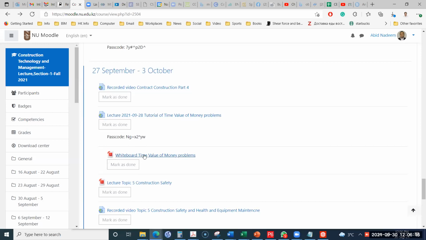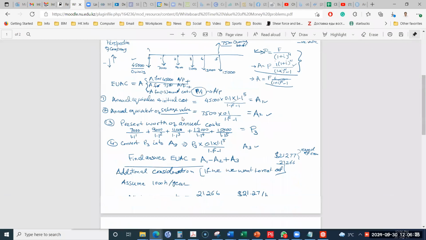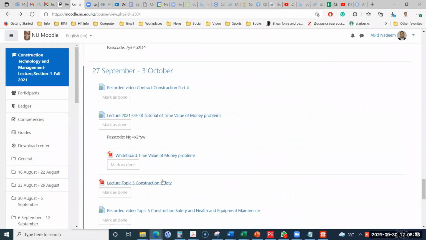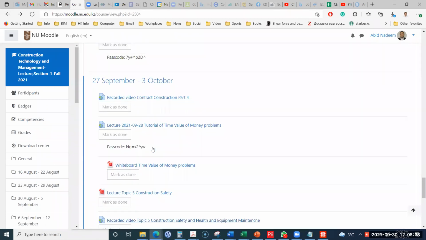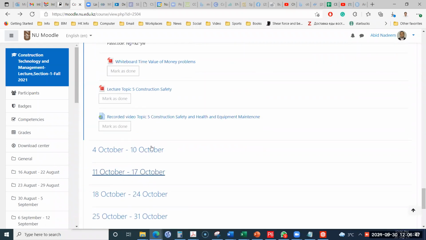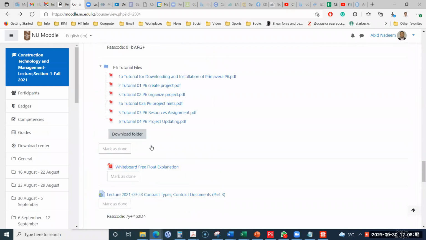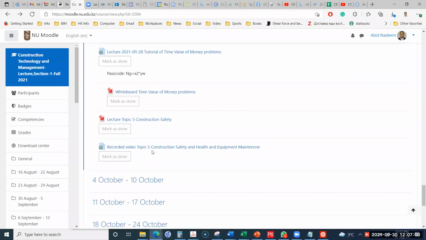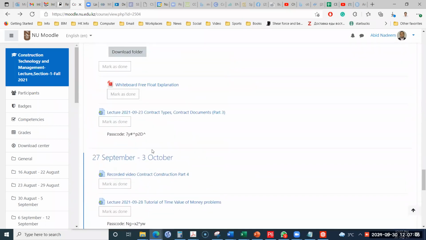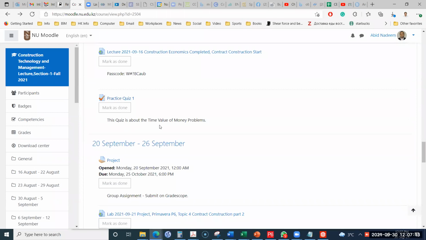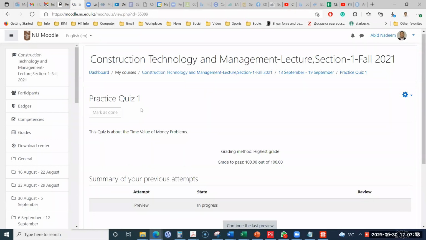Just in the last lecture, I had some numerical problems. It was like a tutorial for the numerical problems, that was in the last class. There was also a practice quiz. So this quiz is about the time value of money problem, so you can attempt that quiz.